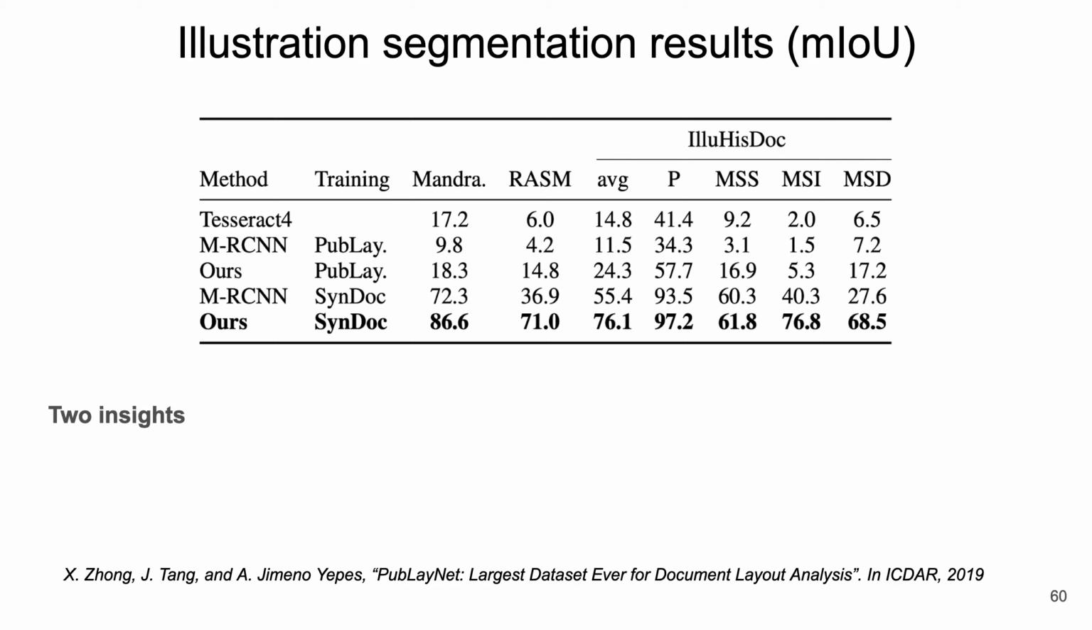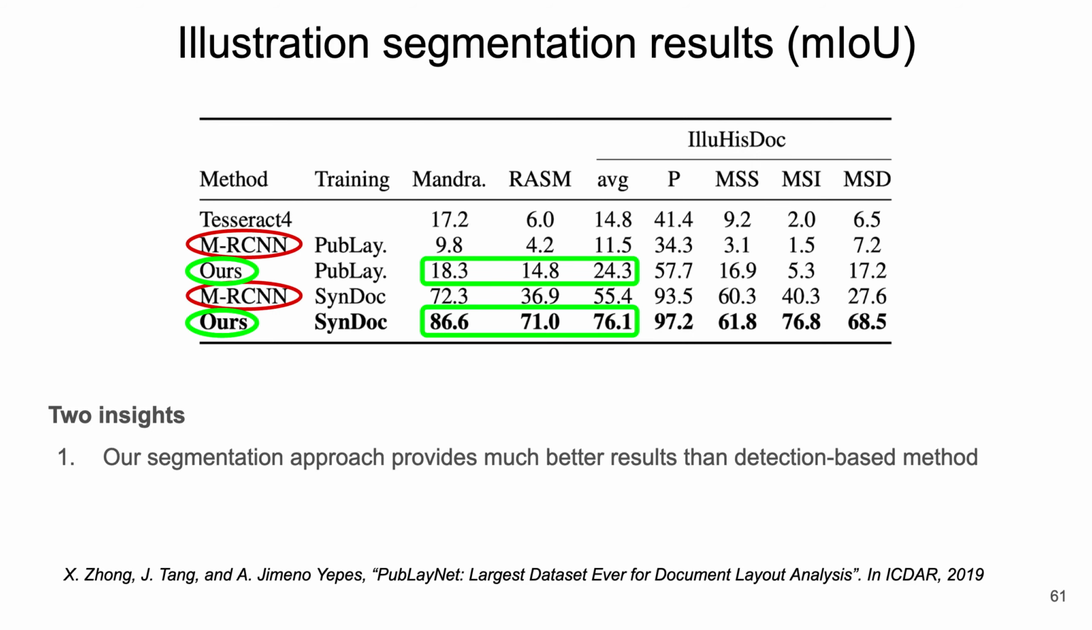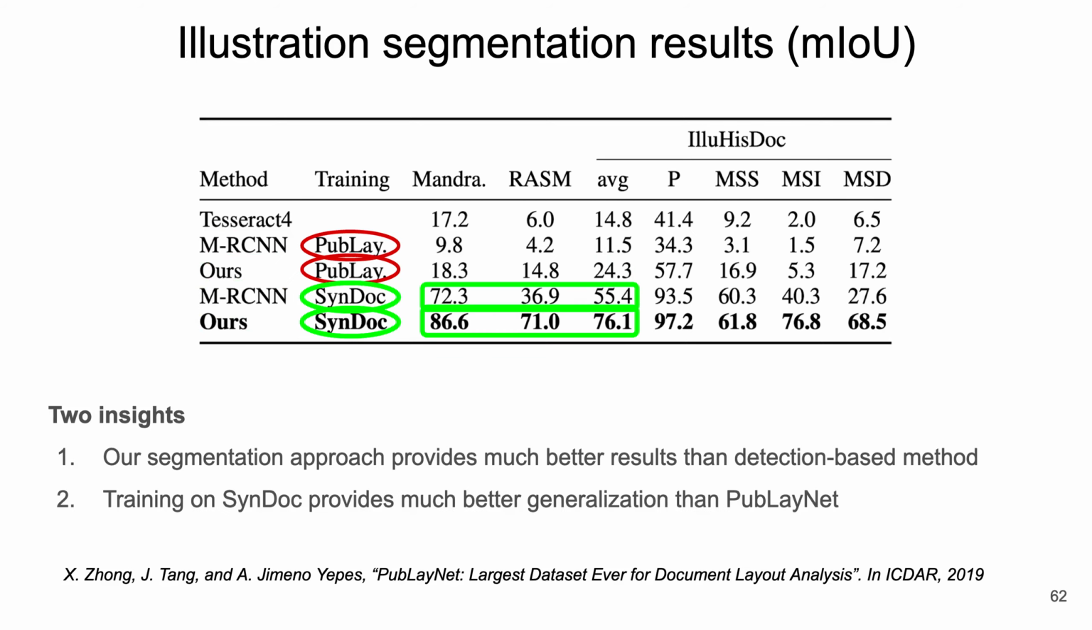For illustration segmentation, we compare SynDoc to PubLayNet, a large-scale dataset of modern synthetic documents, and compare our segmentation method to mask RCNN, a detection-based approach used in the evaluation of PubLayNet. Two main insights can be drawn. First, our segmentation approach gives much better results than mask RCNN on all benchmarks regardless of the training data. Then, training on our synthetic dataset consistently leads to much better generalization than PubLayNet.